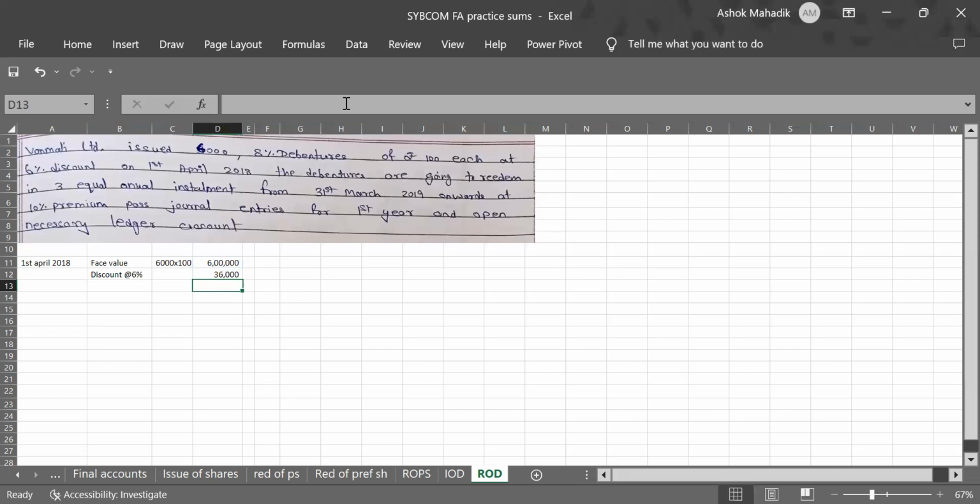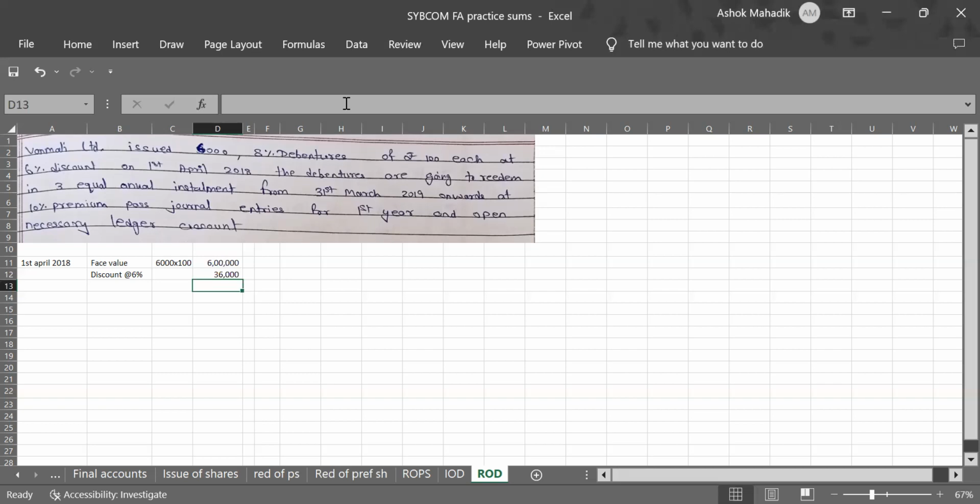So this is a loss for the company. It has sold its debentures, or borrowed capital, at 6% discount. Let's read further. The debentures are going to be redeemed in 3 equal annual installments. So 3 installments will be of 2 lakhs each. Clear? From 31st March 2019. So at the year end only, in this financial year, we are starting with the redemption.